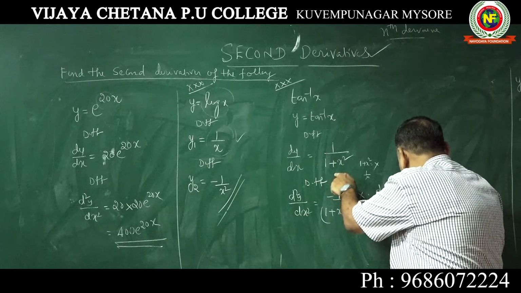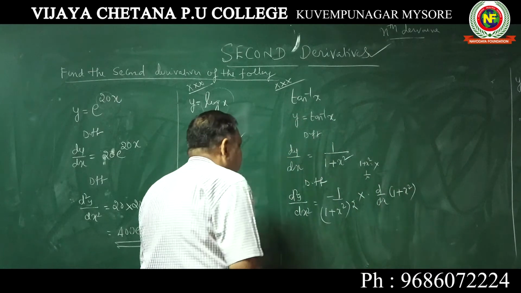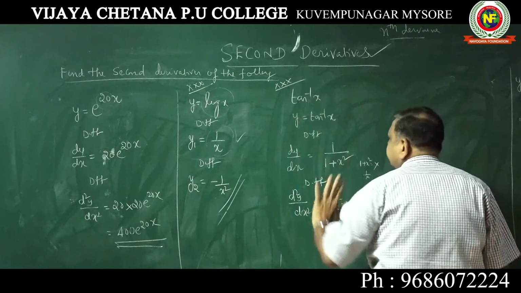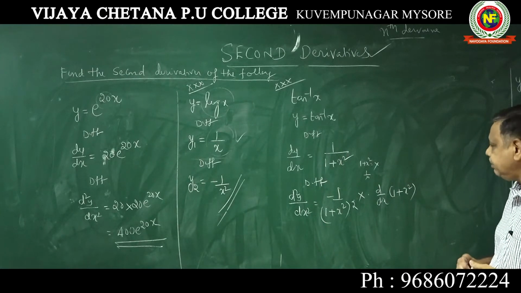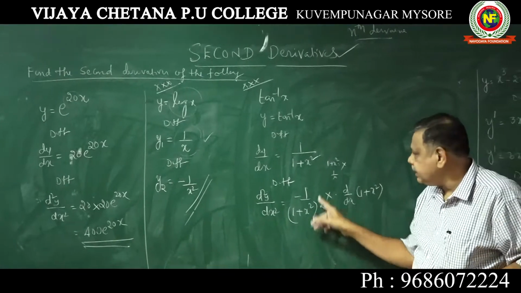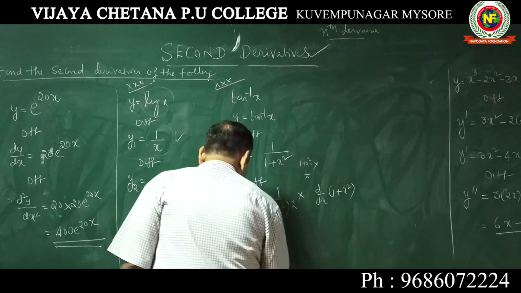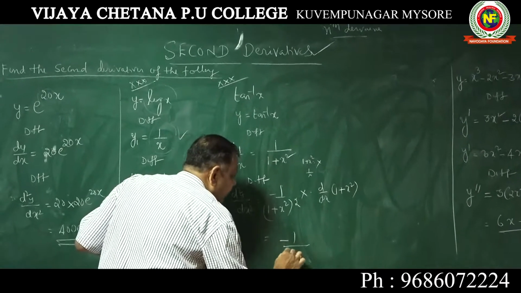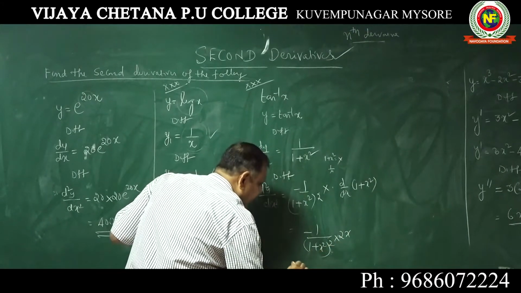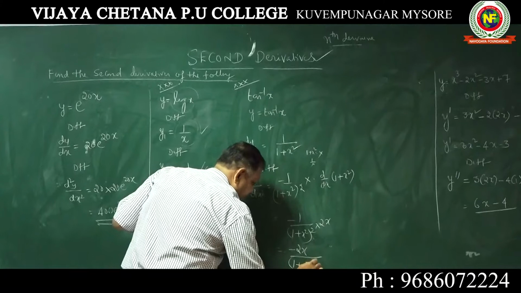It's a very important question. See here, students commit mistake. They write only the first step, minus 1 over 1 plus x square whole square, and stop. That is why this problem is important, and they have asked this in examination. Minus 1 over 1 plus x square whole square into d by dx of 1 plus x square, or it is minus 1 over 1 plus x square whole square into 2x. Our answer is minus 2x by 1 plus x square whole square. This is the answer.